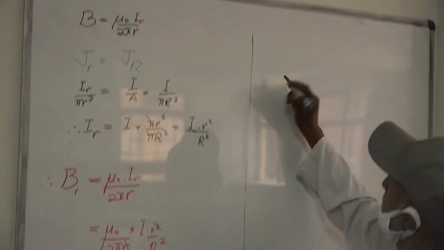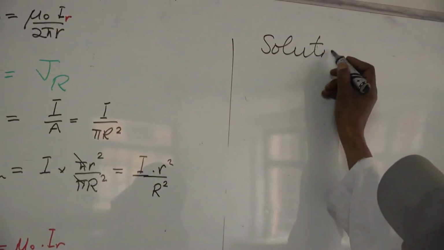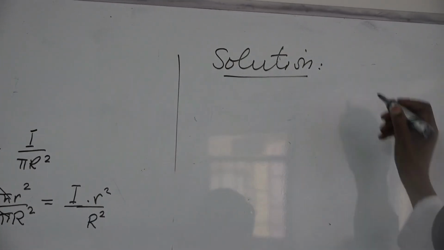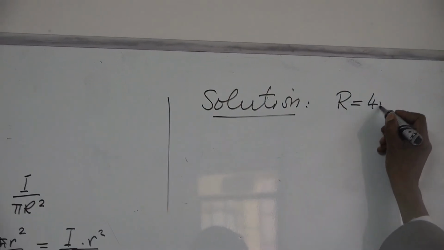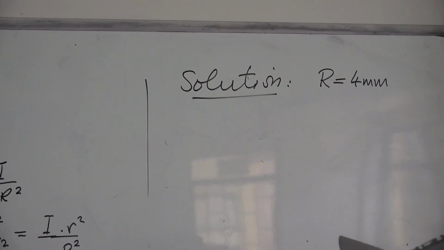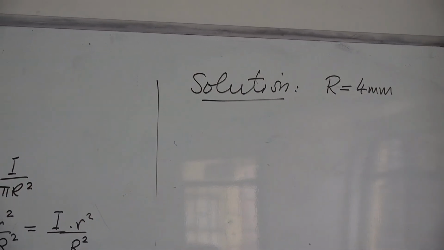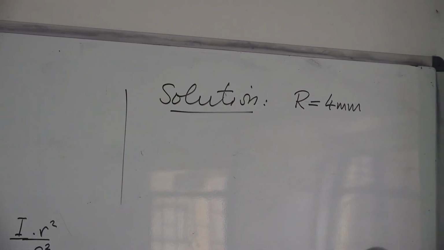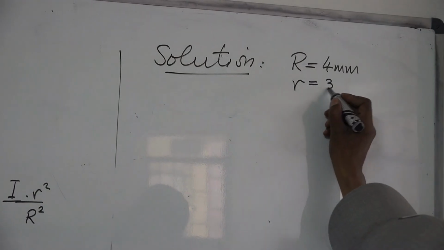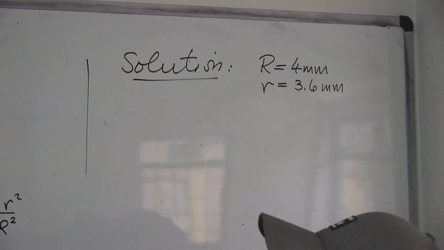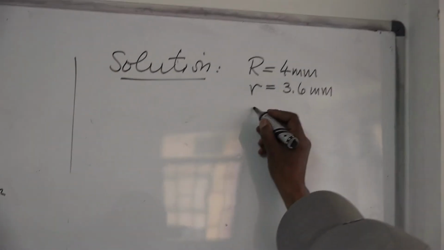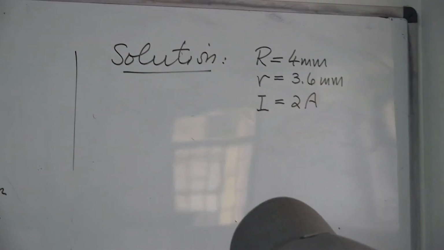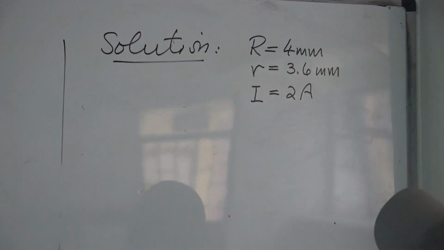So let's start by writing down the solution. You have a current carrying conductor, the radius, capital letter R, is 4 millimeters. Do not convert it into meters because it may not be necessary. It might cancel out. So, at a distance of 3.6 millimeters from the center of the conductor, that is small letter r is 3.6 millimeters, and the current is 2 amperes. This is the total current in the wire within capital R, not within the small radius. That you have to understand.